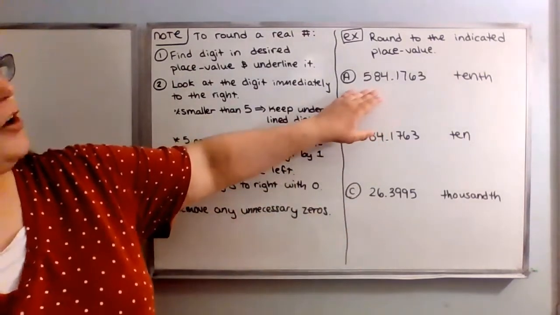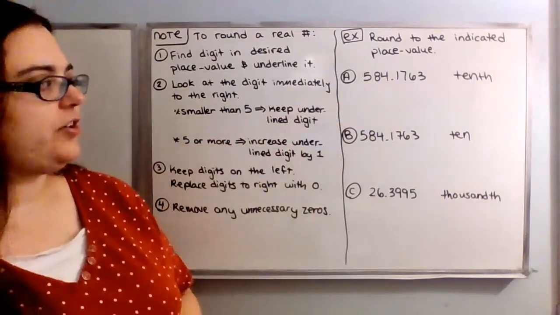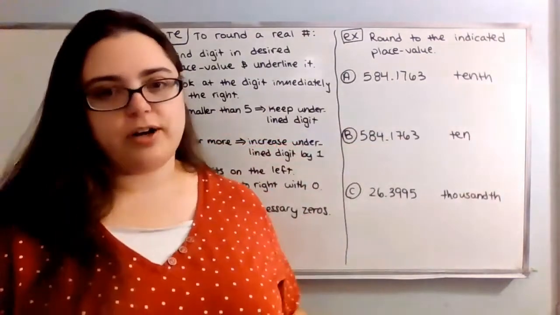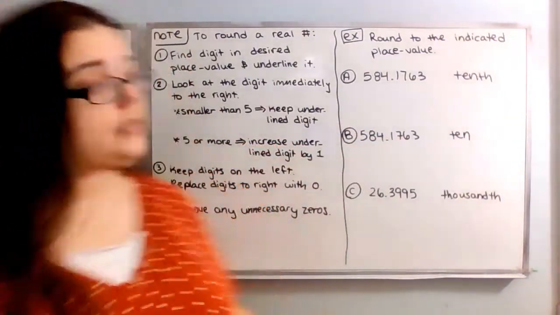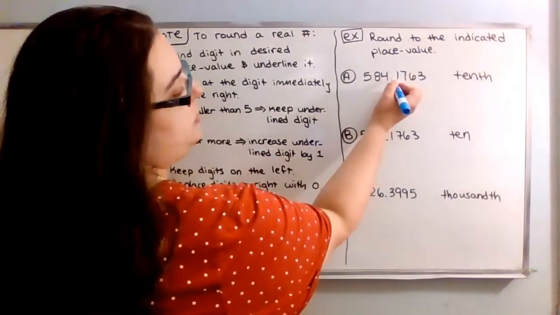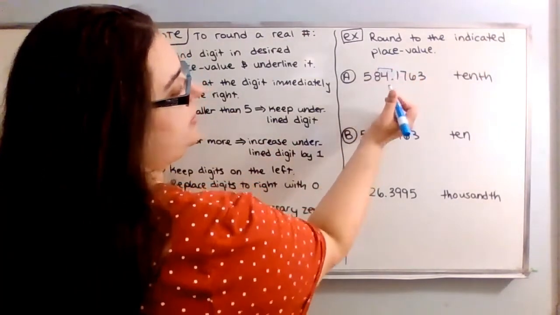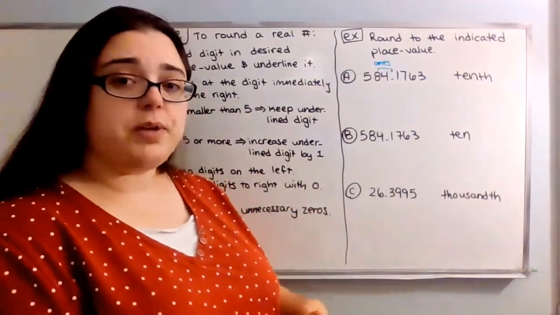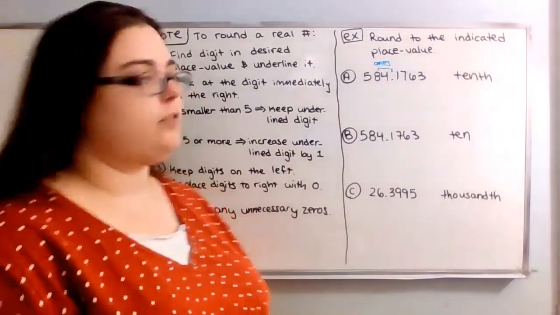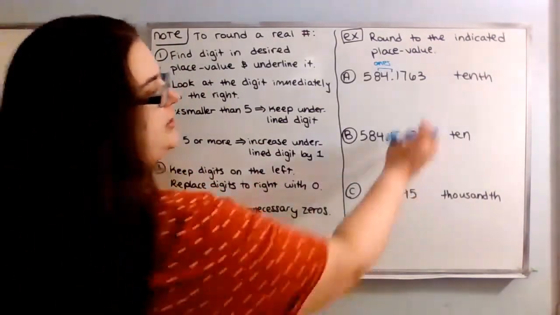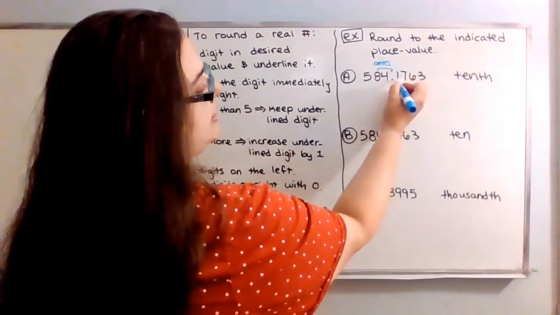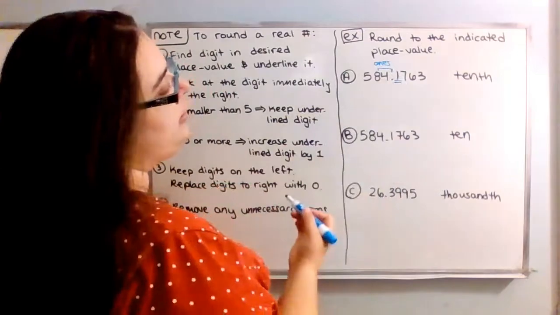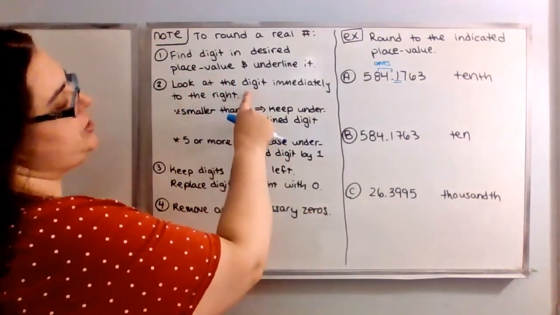We're going to round 584 and 1,763 ten-thousandths to the nearest tenth. To start out with, we're going to underline the digit that's in the tenths place. Remember to look for the decimal point, and the digit immediately to the left is in the ones place. So I still need to identify my ones place to help me identify my decimal place values. The digit that's in the tenths place is immediately to the right of that decimal point. So here's our ones, and then we count tenths. So we underlined it.